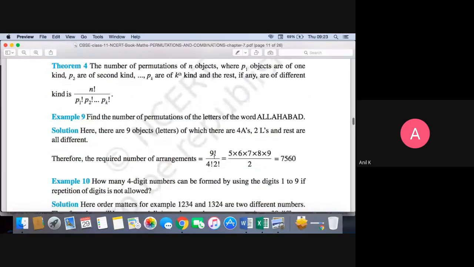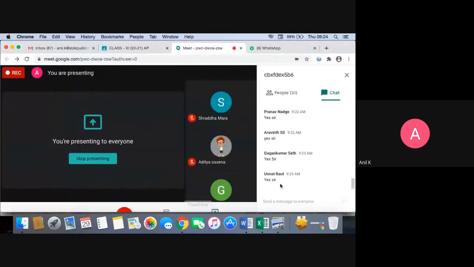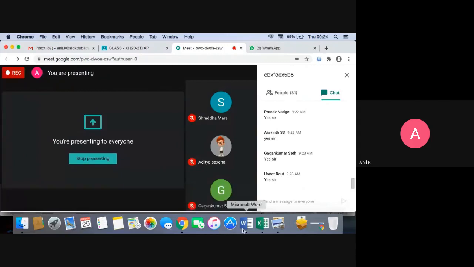How many 4-digit numbers can be formed by using the digits from 1 to 9 if the repetition of the digits is not allowed? Okay. So anyone can give the answers. You have to use the digits from 1 to 9, and you have to make 4-digit numbers without repetition. You can give the product if you don't want to multiply.